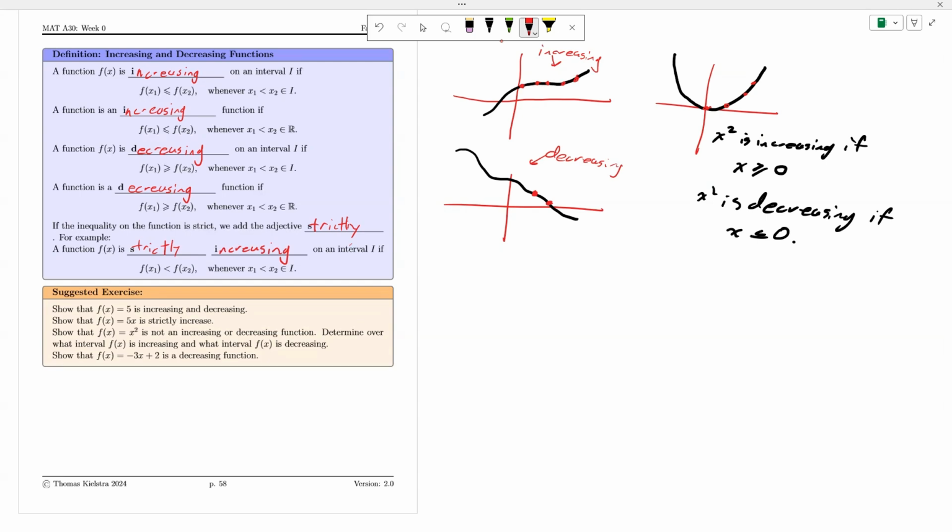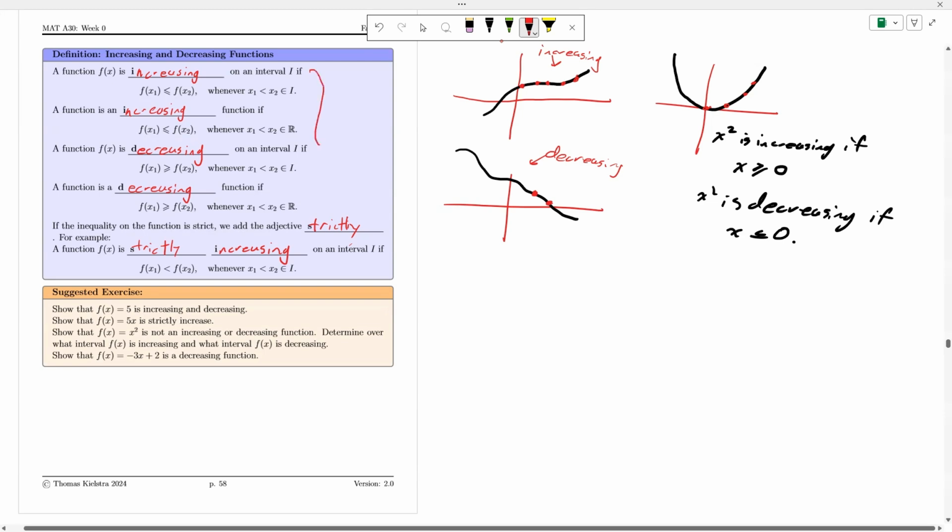Now we have some practice. First, we're going to show that f of x is increasing and decreasing. Show that f of 5x is strictly increasing. Show that x squared is not an increasing or decreasing function, and determine over which interval it is increasing and what interval it is decreasing. And finally, show that f equals minus 3x plus 2 is a decreasing function. I highly encourage you to go through this process.